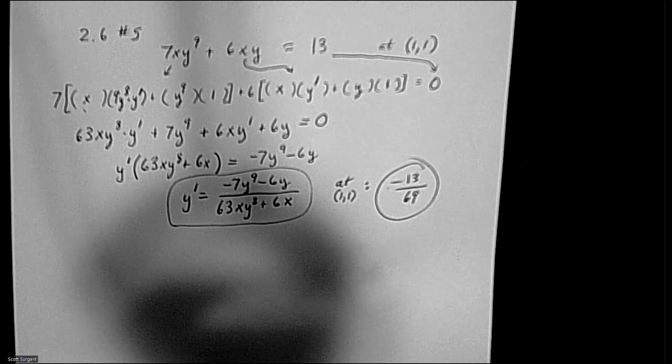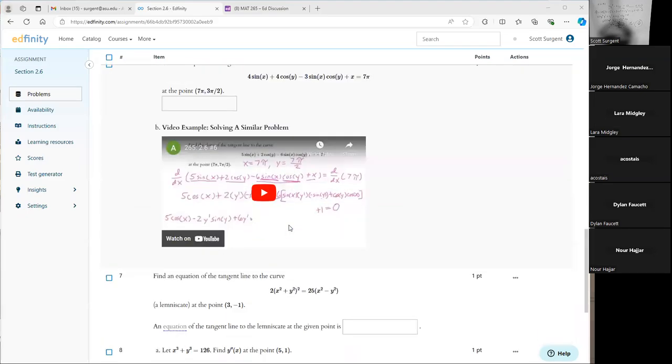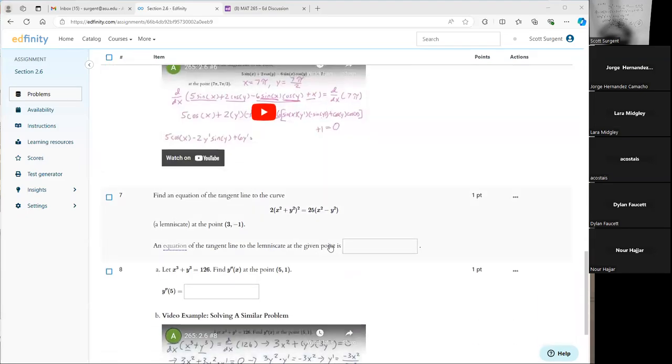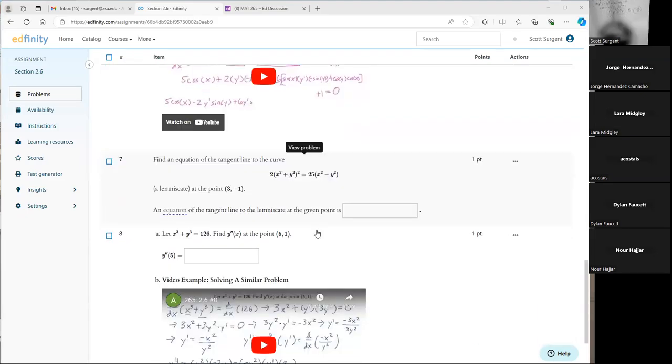All right, let's take a look at number 7. I wonder what that's all about. I hope it's easy. Oh, this one. All right, famous question. Let me copy it down. This is number 7. This is an interesting curve. It's called the lemniscate. Looks like a figure 8. Looks like an infinity symbol.